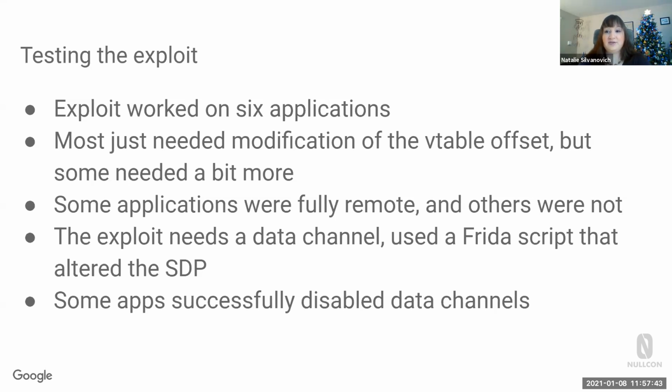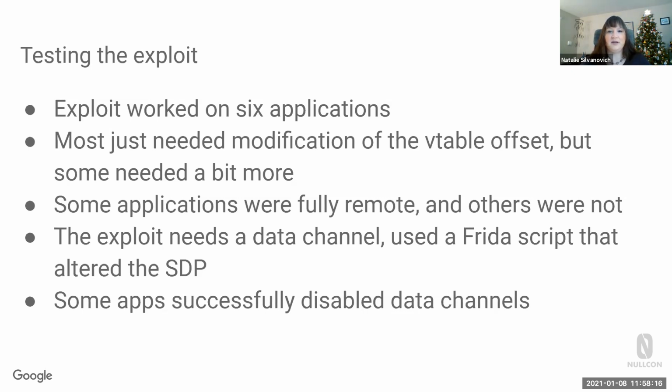It worked on 6 applications. Most of them just needed modification of the vtable offset, so one numeric value had to be changed in the exploit. Some were fully remote and others were not. And the reason for this is application design. A lot of applications, when you make a call, will actually start the connection before they even notify the callee. And this makes it really fast. You pick up the call and you can talk to the person right away. Other applications will wait till the person picks up the call to start the connection.